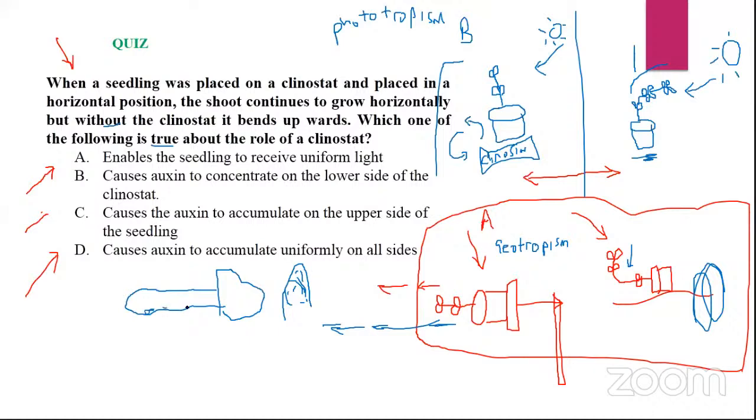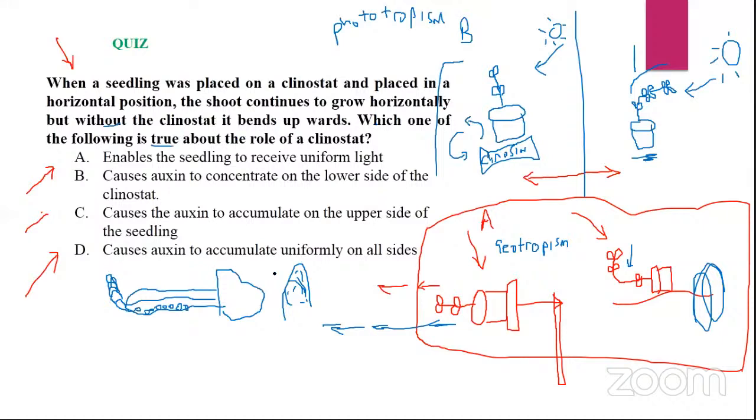Now what do auxins do in the shoot? They are going to increase the rate of growth in this part of the plant. Okay, let me even put a layer here. Now this layer continues growing faster and faster than this upper layer because auxins are there, and that is what makes the shoot grow up and up. The lower layer grows more than the upper layer, and that's why the question was which one of the following is true about the clinostat.